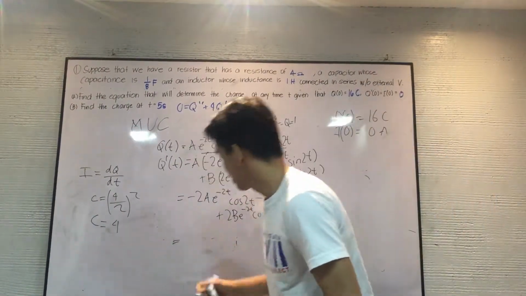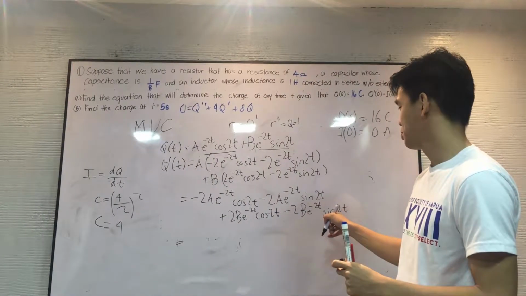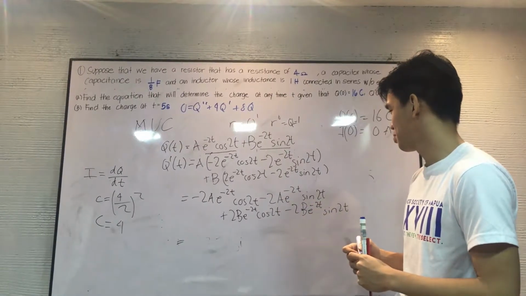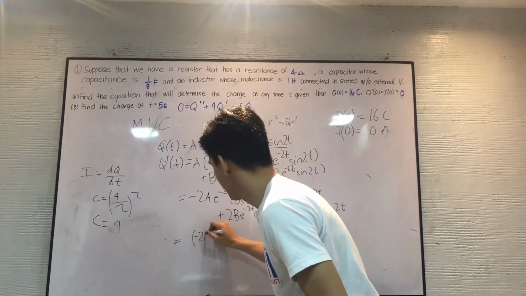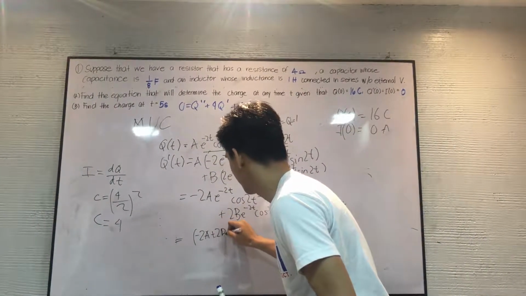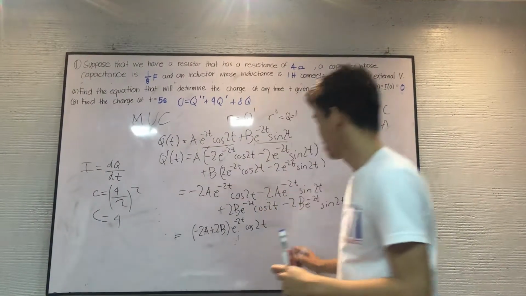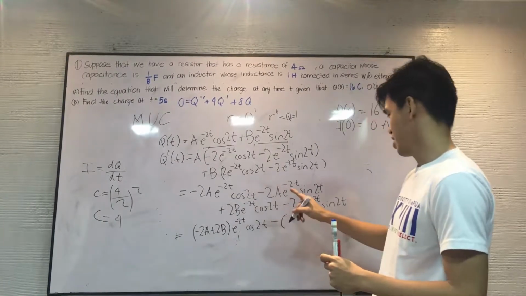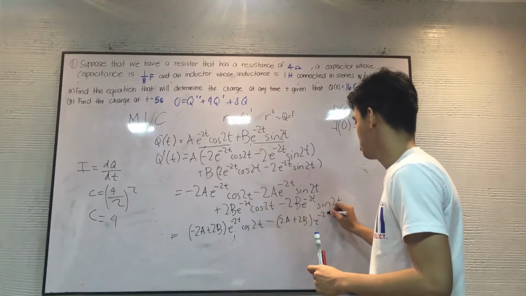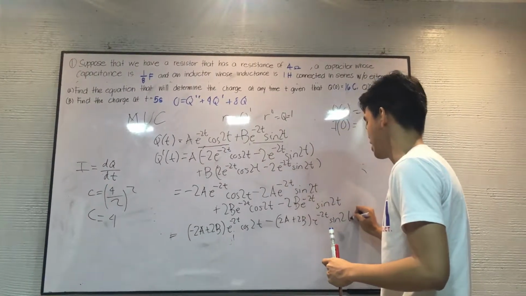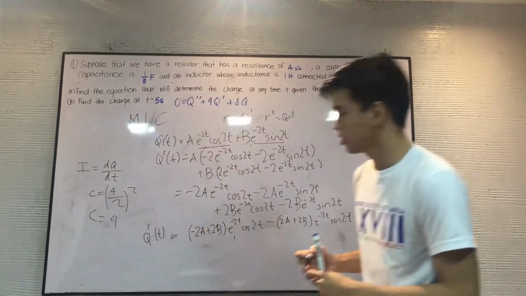Simplifying the equation, it becomes negative 2a plus 2b e^(-2t) cosine 2t minus 2a plus 2b e^(-2t) sine 2t. So this is our differential equation to the following solution.